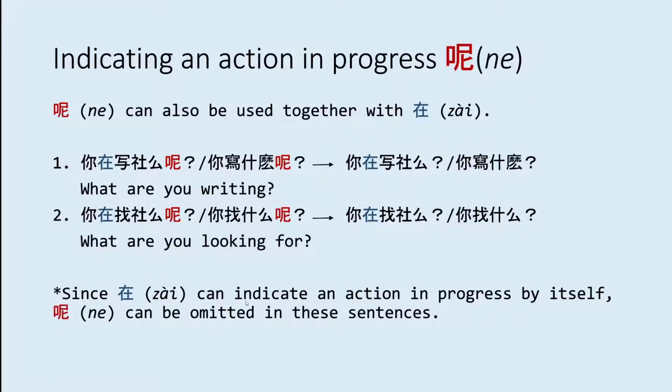Since 在 can indicate an action in progress by itself, ne can be omitted in these specific sentences. So instead of 你在写什么呢 or 你在找什么呢, you can just say 你在写什么 or 你在找什么, and they all mean the exact same thing. What are you writing? What are you looking for?